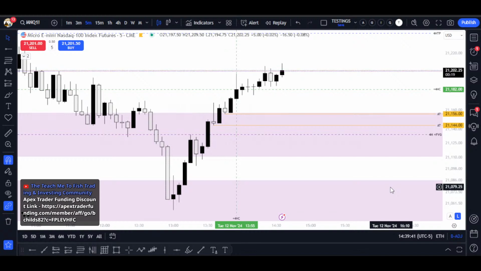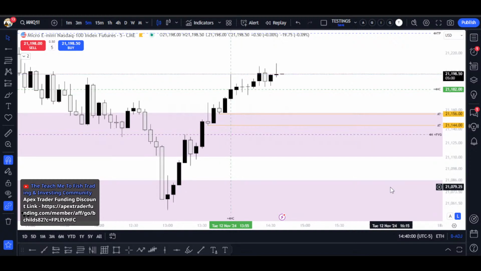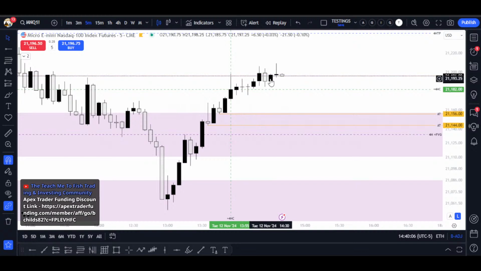All right, 20 more seconds for this 5 minute candle. It looks like we're probably going to fail to get above that swing high, which could start to give us lower prices. Let me see. The high on this candle is 21,198.25. The close on this candle is 21,198. So it did close below.